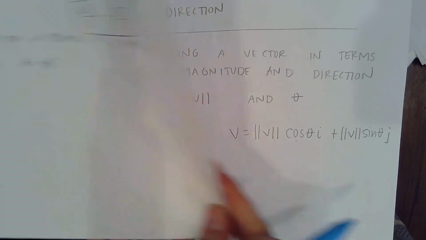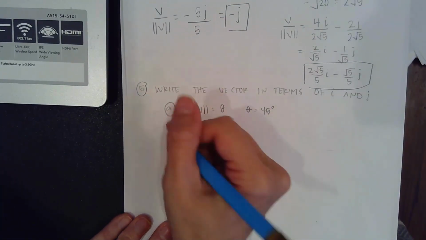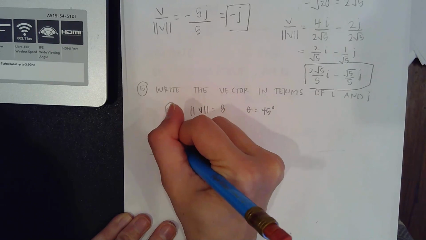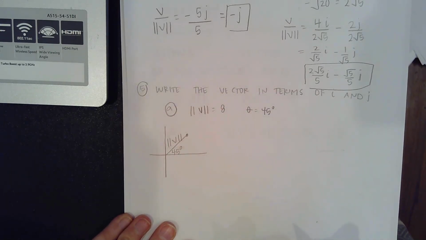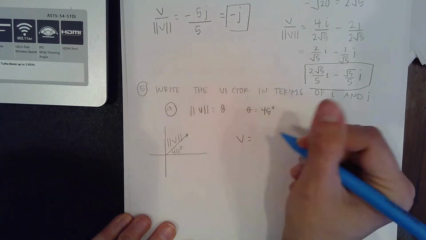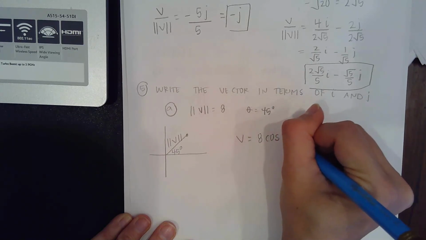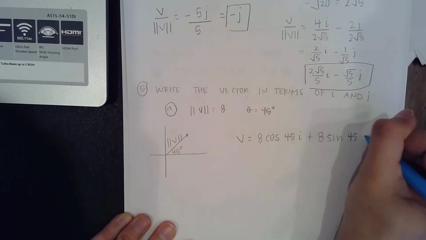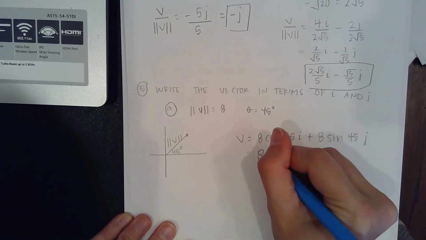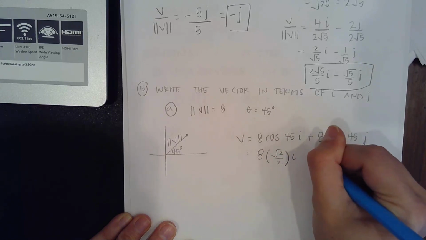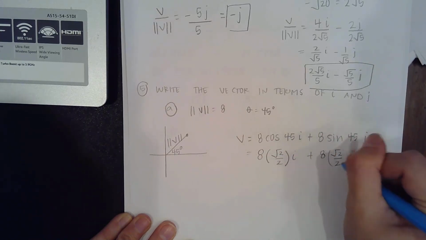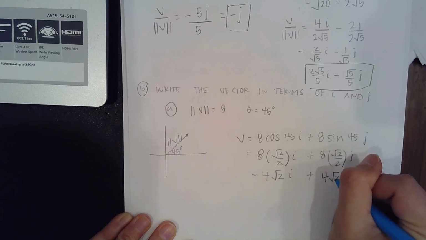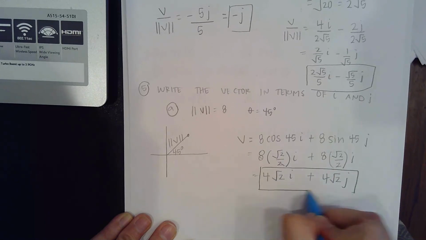Alright, so let's go back to this one here. So we have a magnitude of v equal to 8, and my angle is 45 degrees here. So how can I write this vector in component form? It's going to be 8 times cosine of 45 degrees i, plus 8 times sine of 45 degrees j. So cosine of 45 degrees is square root of 2 over 2. And sine of 45 is square root of 2 over 2. So this is going to be 4 square roots of 2 i and 4 square roots of 2 j. So there is your vector v.